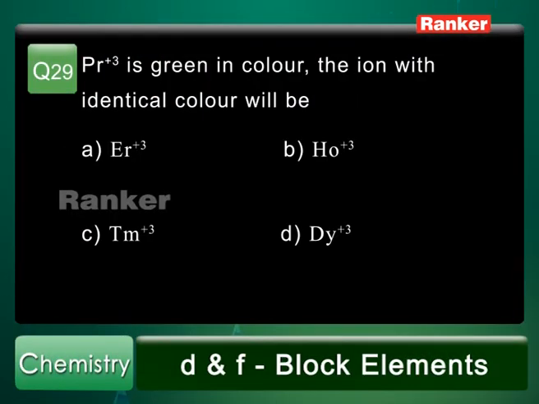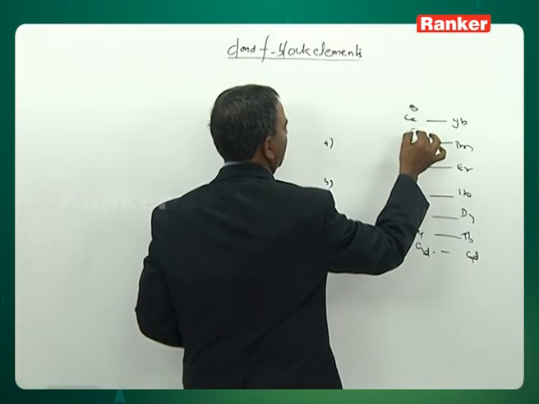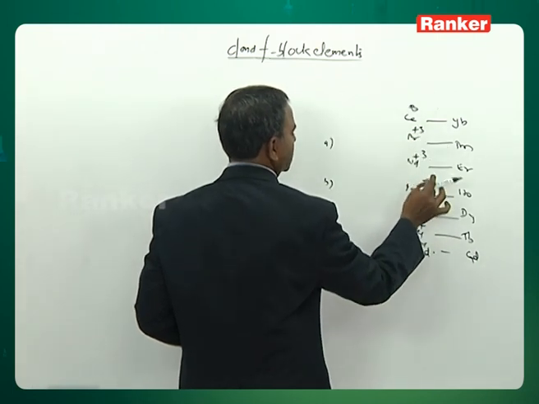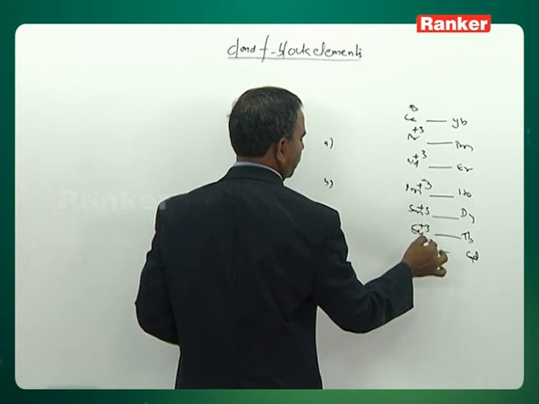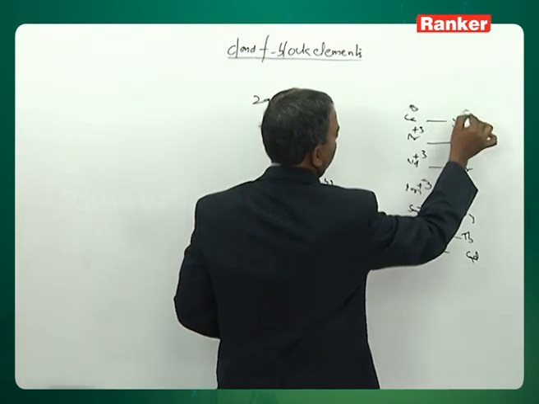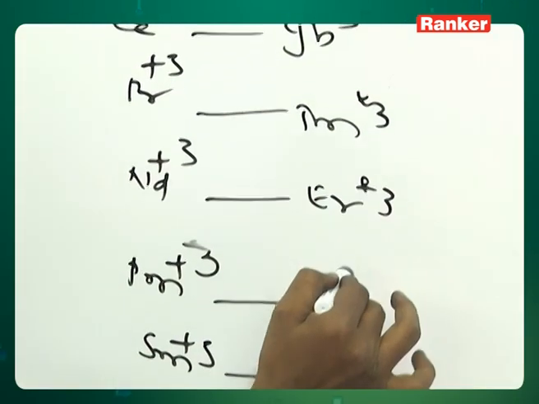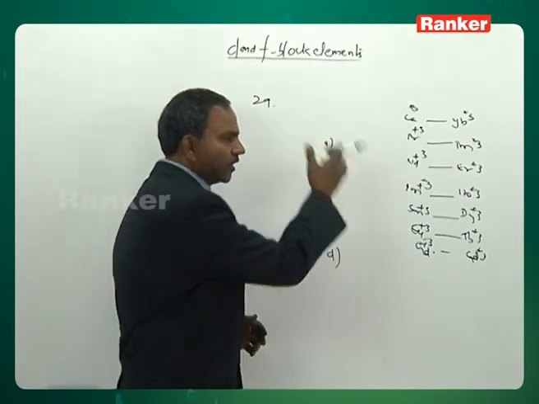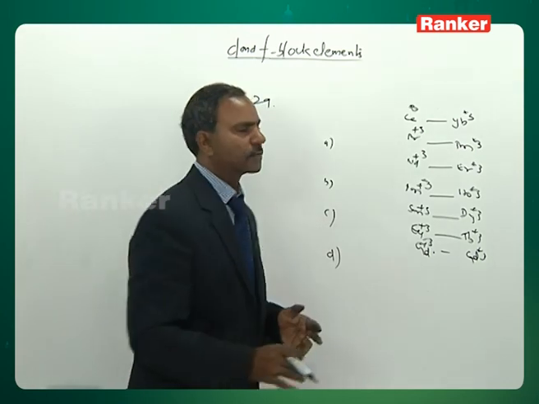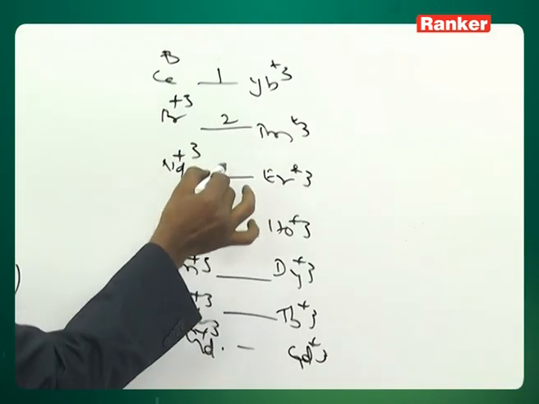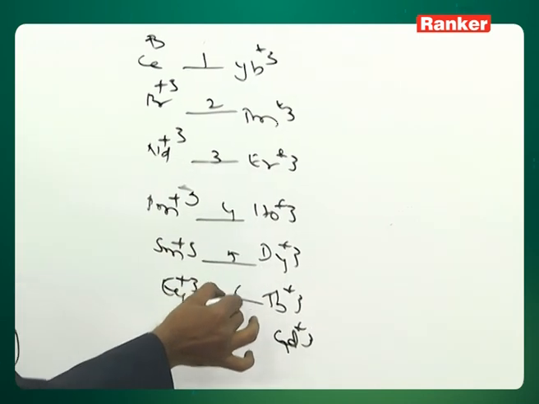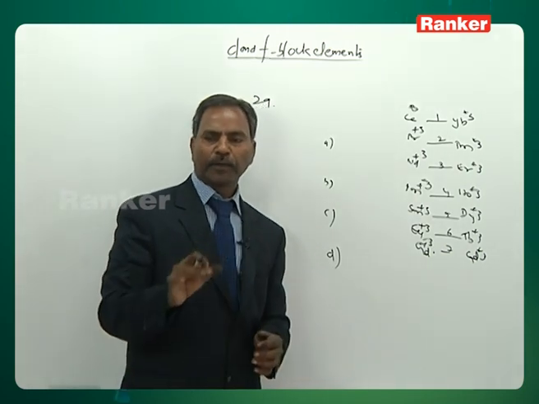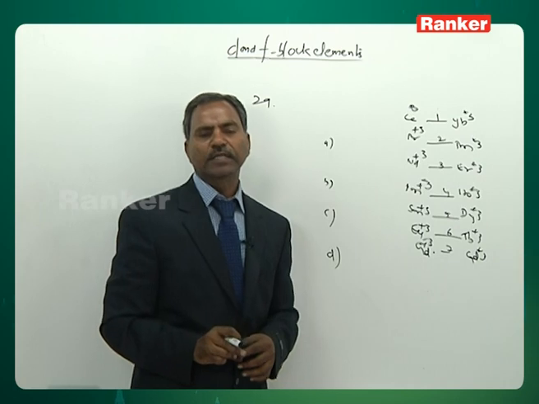He has given plus 3 ions, so put all as plus 3. All are plus 3 ions. Then all these definitely carry the same number of f electrons across the pair: 1, 2, 3, 4, 5, 6, 7. The pair carrying the same number of f electrons will exhibit more or less identical color.